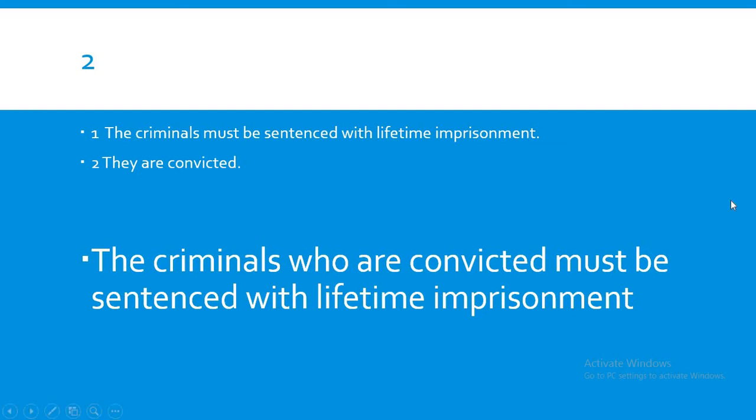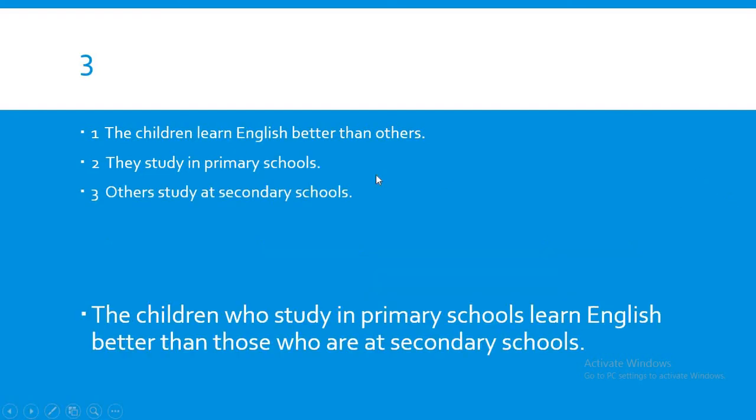Let's move on to the third sentence. There are three sentences I have joined together to elaborate nouns in the main sentence. The children learn English better than others. This is the main sentence. I want to describe more about the children, and about others. So there are two nouns that I want to describe in the main sentence. So let's see how I have done it.